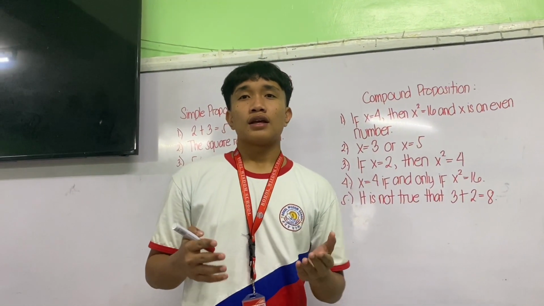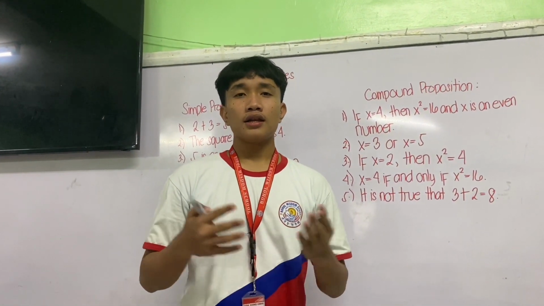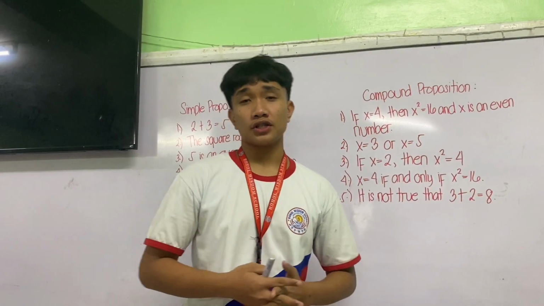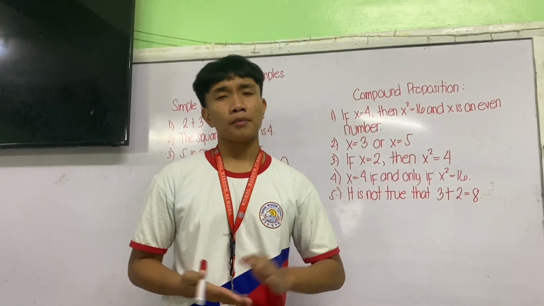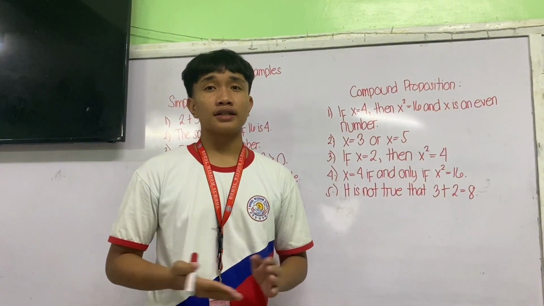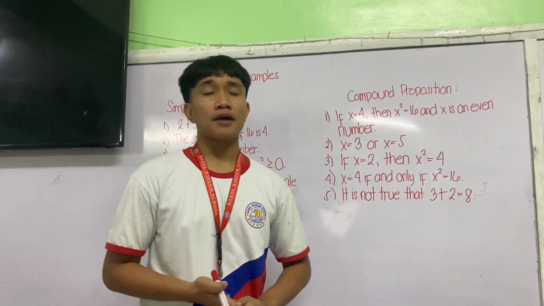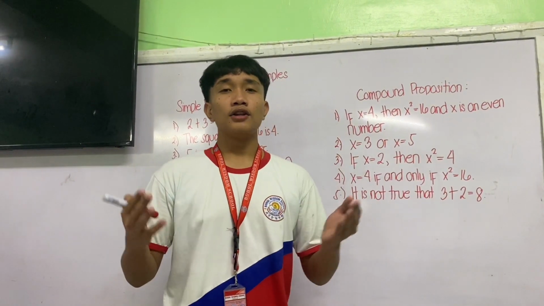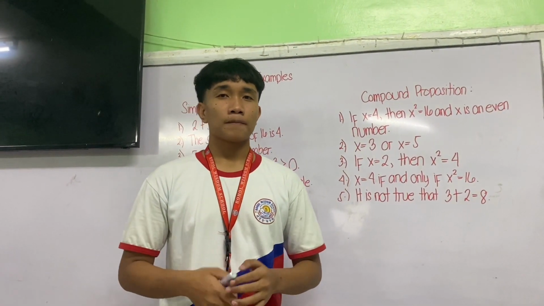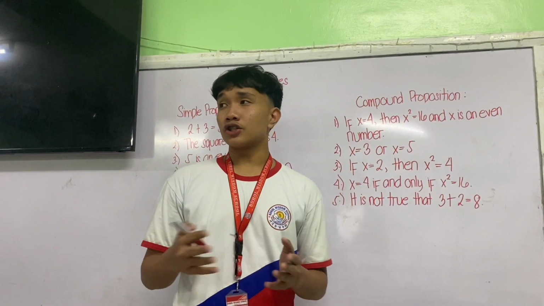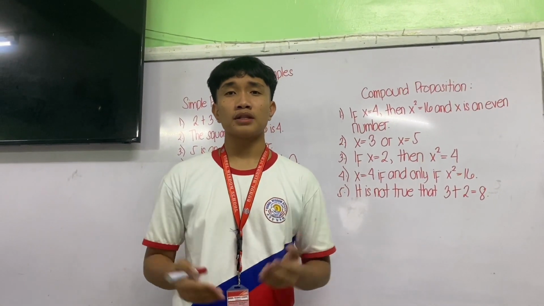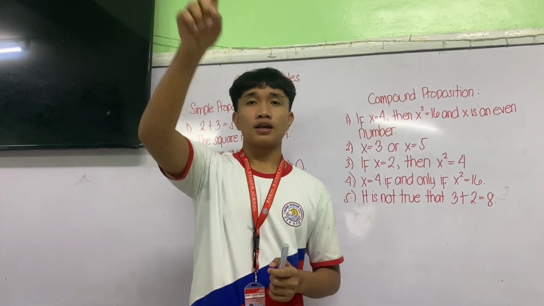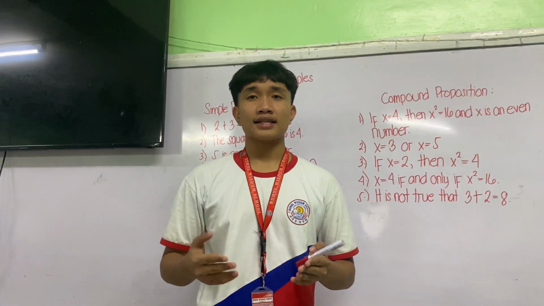Now that we've covered simple propositions, let's move on to compound propositions. These are formed by combining 2 or more simple propositions using logical connectives. Let's break down the different types of logical connectives and look at examples for each. So the first one is conjunction, or 'and'. A conjunction is true if both parts of the statement are true. The symbol is ∧, and it is read as 'and'.